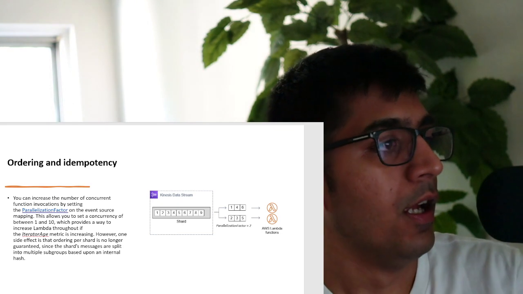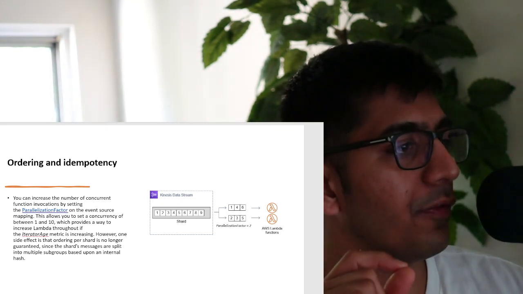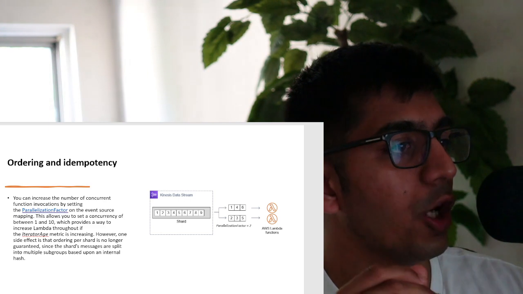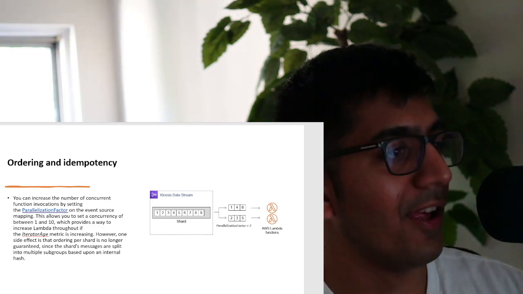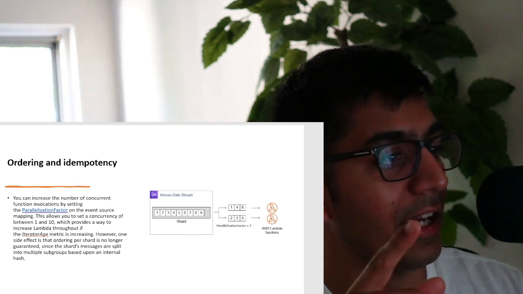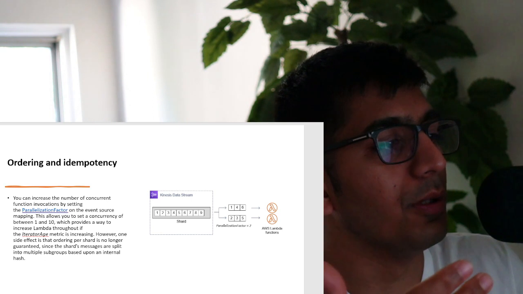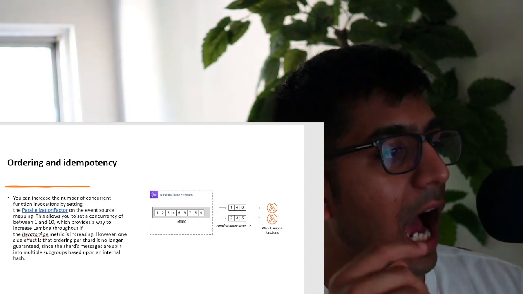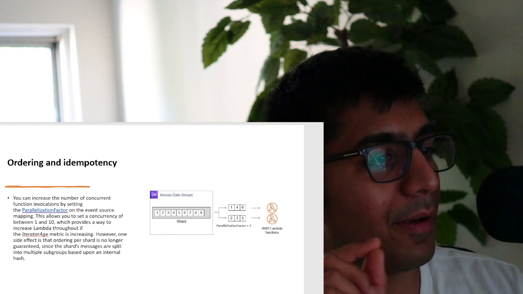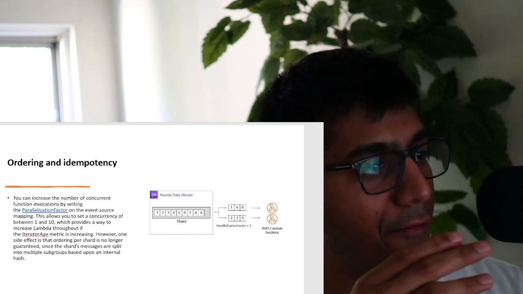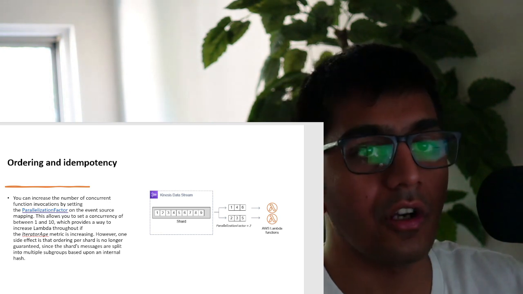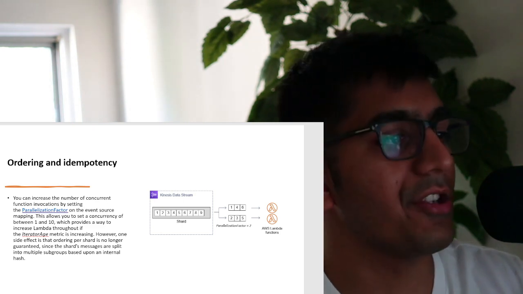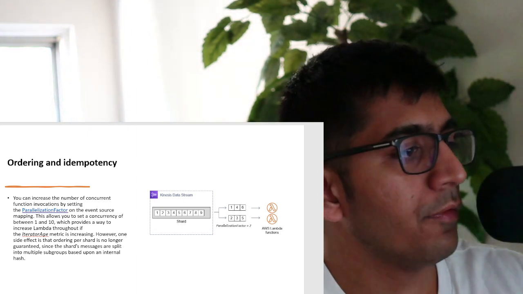So that's that. This is where it gets interesting. You can increase the number of concurrent function invocations by setting the parallelization factor on the event source mapping. But hang on. This allows you to set the concurrency between 1 and 10, which provides a way to increase the Lambda throughput. Increase the Lambda throughput if the iterator age metric is increasing. However, one side effect is that ordering per shard is no longer guaranteed. So if you set the parallelization factor and increase the concurrency, ordering will be a problem. So you have to really choose what your application really needs. Okay, so let's move forward.